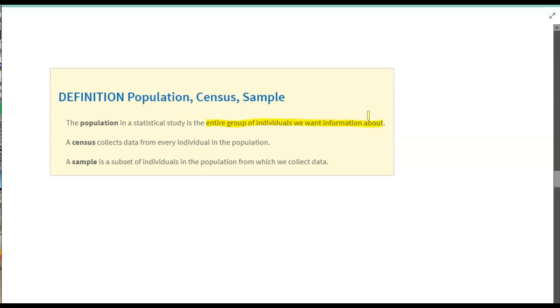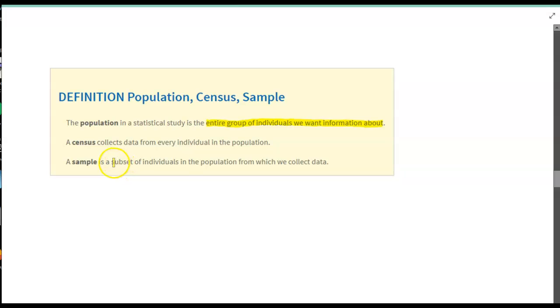In this case, it would be all 16 to 20-year-olds in the United States. A census collects data from every individual in the population. The United States conducts a census every 10 years. 2020 was a census year. Theoretically, it gets information about every person living in the United States. In actuality, it doesn't, but it gets pretty close.